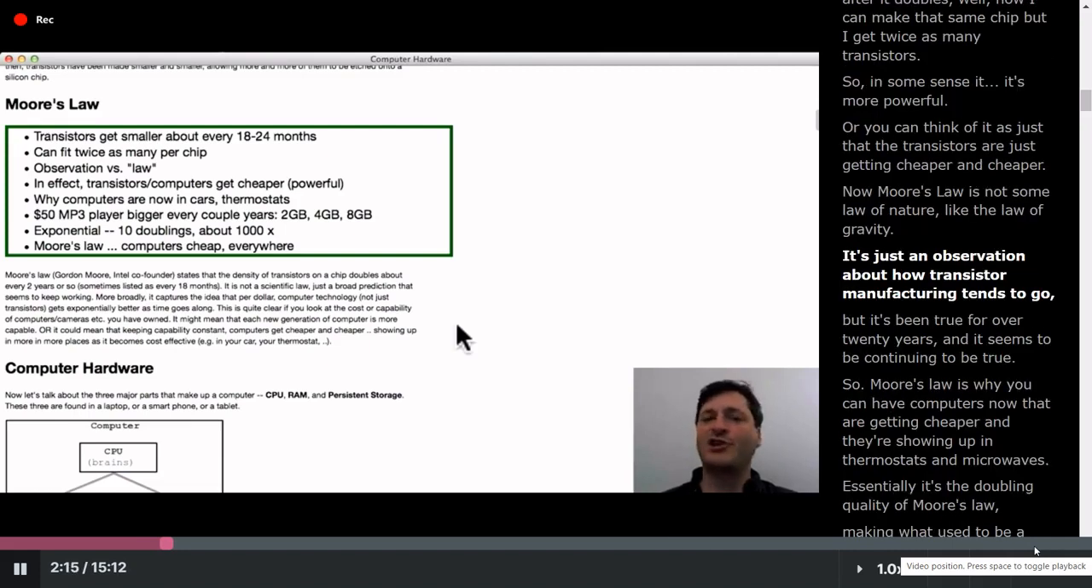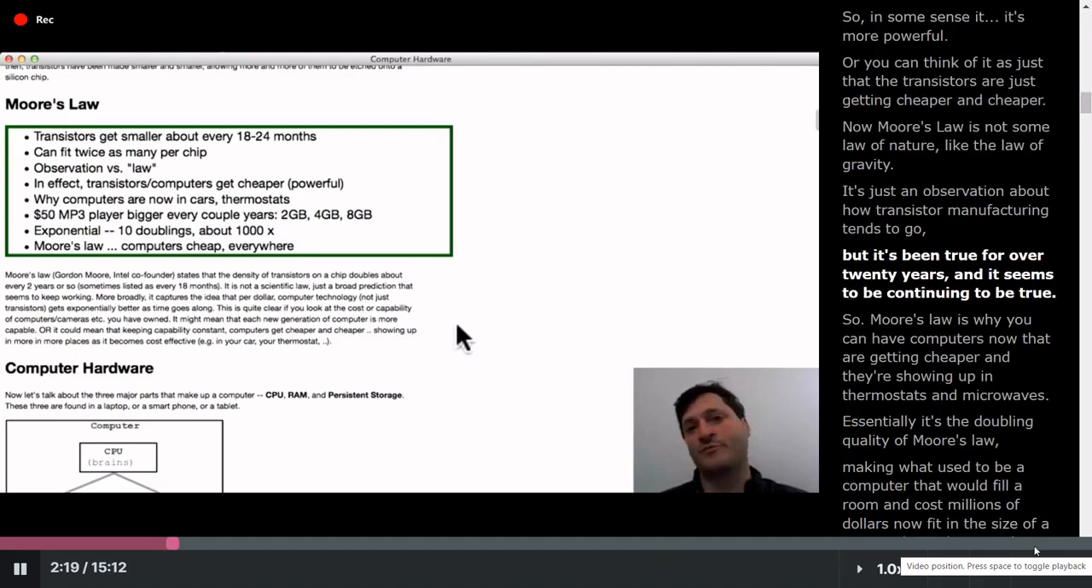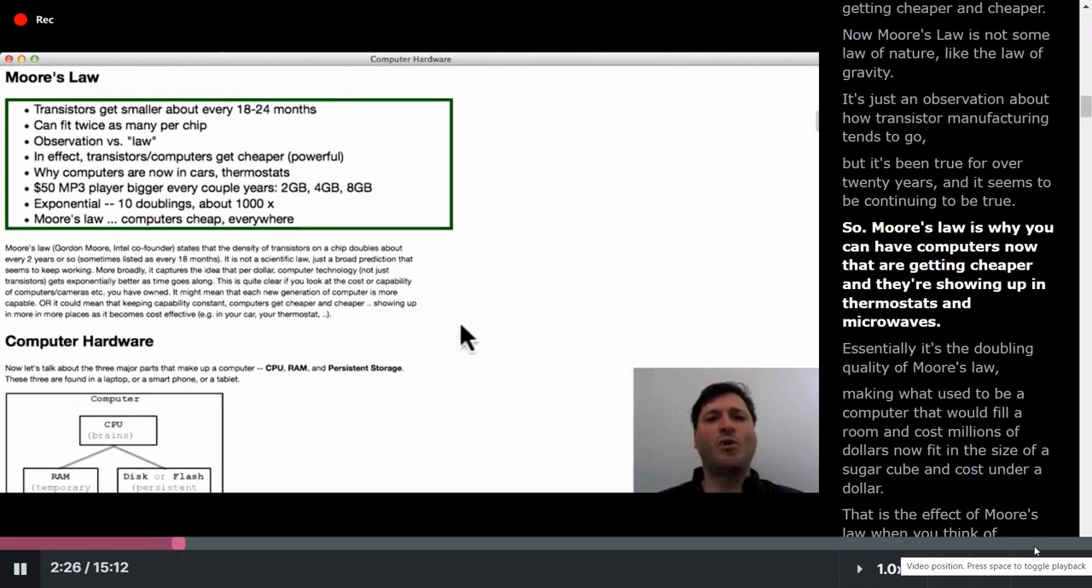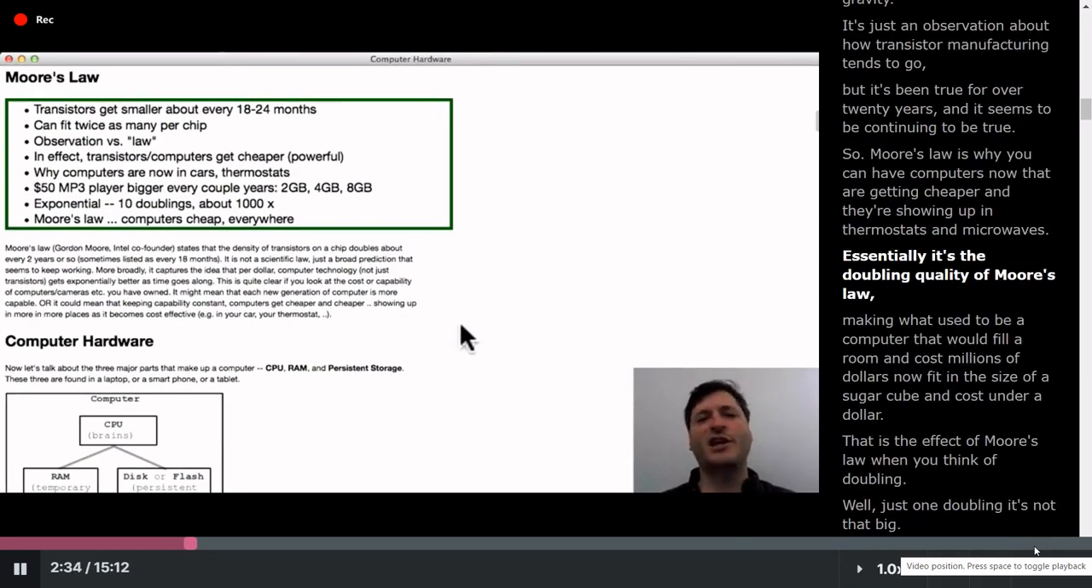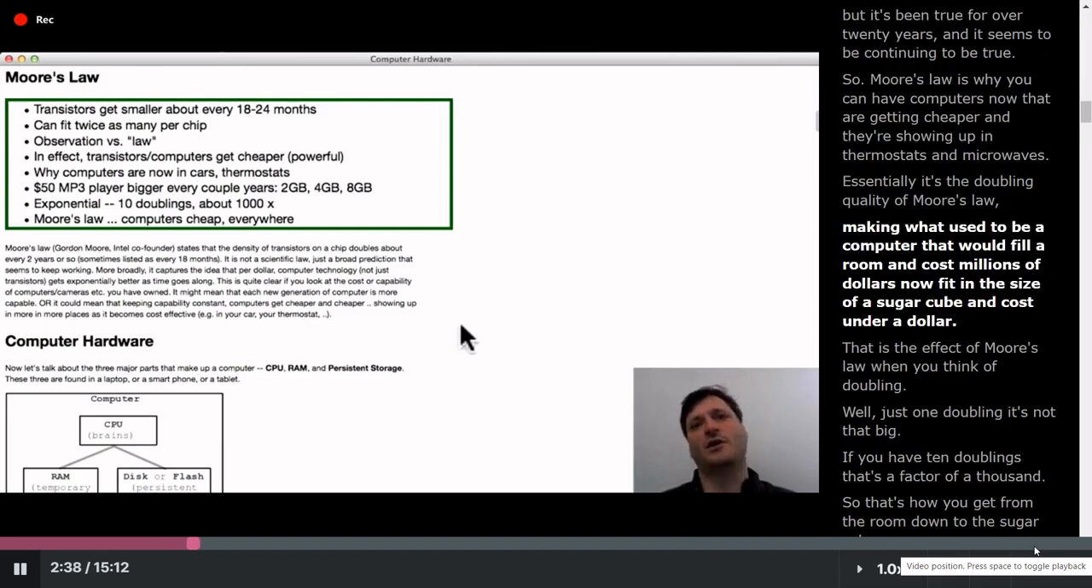It's just an observation about how transistor manufacturing tends to go, but it's been true for over 20 years, and it seems to be continuing to be true. So Moore's law is why you can have computers now that are getting cheaper, and they're showing up in thermostats and microwaves. Essentially, it's the doubling quality of Moore's law, making what used to be a computer that would fill a room and cost millions of dollars now is like the size of a sugar cube and costs under $1.